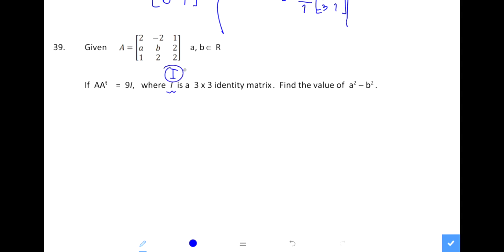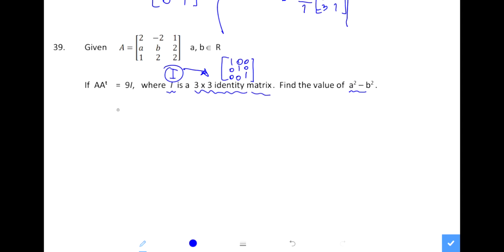So what is it? It is this 3 by 3 identity matrix. A 3 by 3 identity matrix looks like this: 1, 1, 1 along the diagonal, and the rest are all 0. The first 3 is the number of rows, and the other 3 is the number of columns, and they are equal. Here we have A squared minus B squared. This is what you have to find.